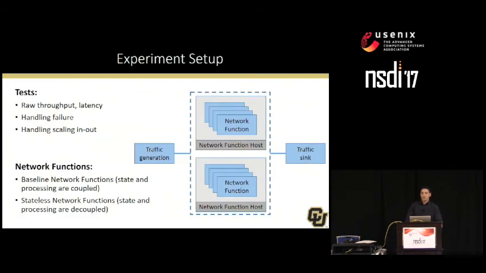Our setup, as shown, has a traffic generator and a sink, and a collection of servers in between, which host the network functions. We tested the throughput and latency, and what the impact on the traffic is when failure or scalability events occur. We performed the test on 3 deployed network functions: firewall, load balancer, and NAT, where the state is decoupled into a remote data store, and compared them to baseline network functions where state is coupled with processing within a single instance.